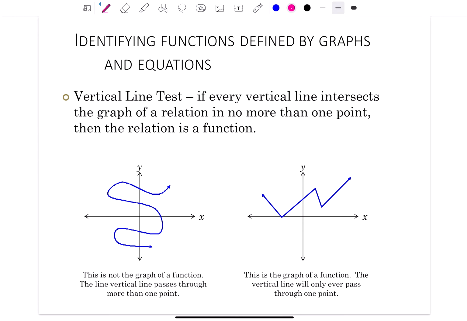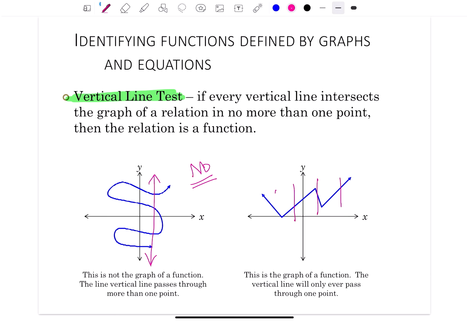Identify the function defined by graphs and equations. So to identify it as a graph, we use the vertical line test. If the graph passes the vertical line test, then it's a function. If it does not pass the vertical line test, then it's not a function. So anywhere on your graph, if you draw a vertical line, this is going to fail the vertical line test, so it's not a function.